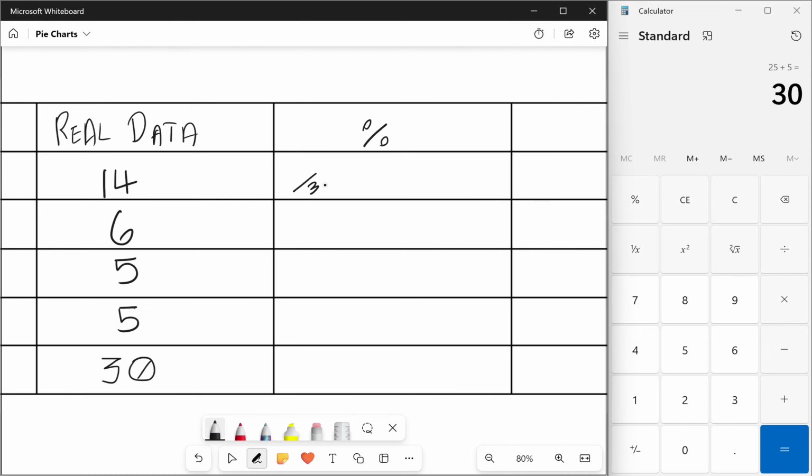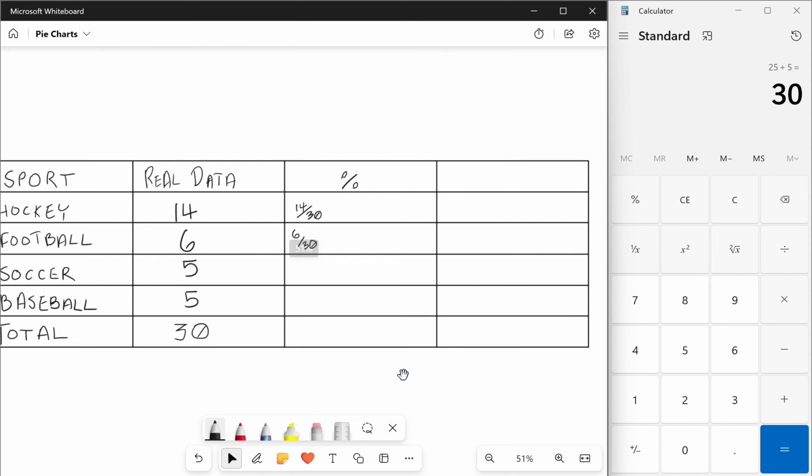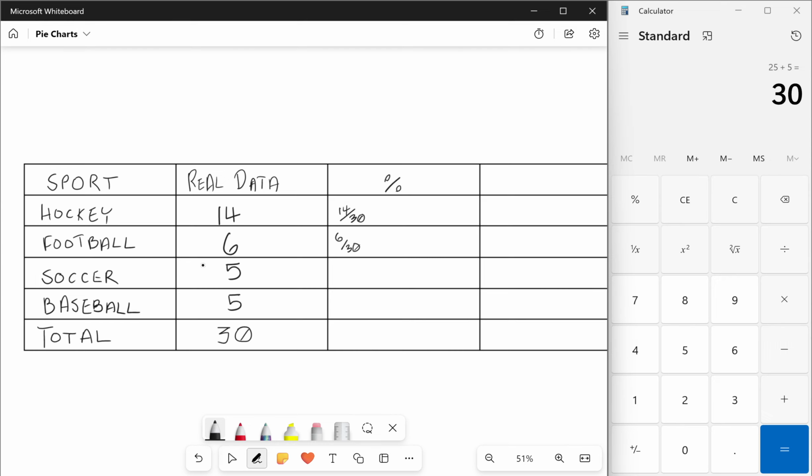For instance, another way of phrasing this, 14 out of 30 students liked hockey best, whereas 6 out of 30 students liked, what sport was this? I should zoom out so I can see my full data set. Liked football best. 6 out of 30 students liked football best. 5 out of 30 students liked soccer best, and 5 out of 30 students liked baseball best. Now these are fractions. These are not a percentage, not yet.